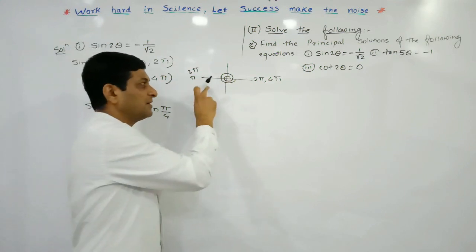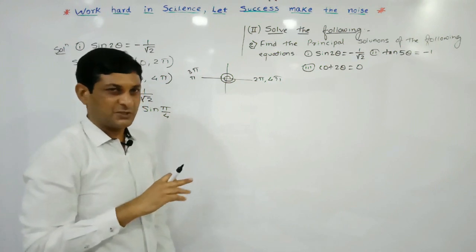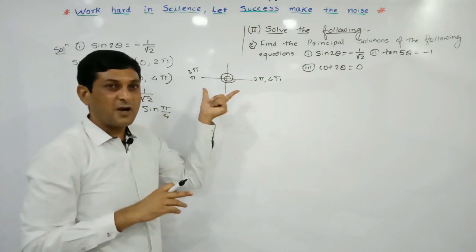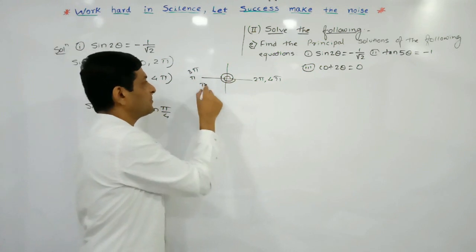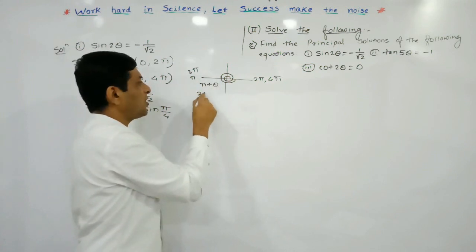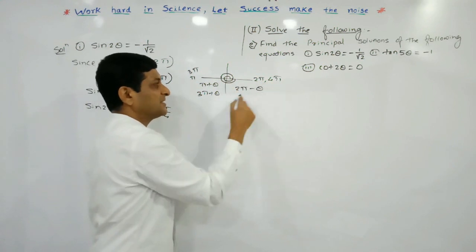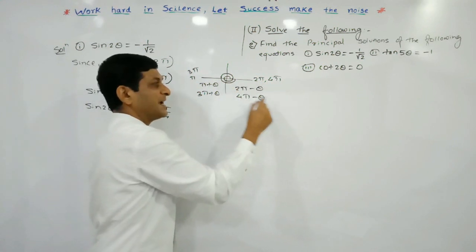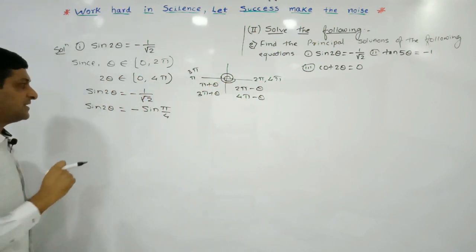Okay, so here the value of sine theta is negative, and since it is negative, it lies in the third and fourth quadrant, because in the first two quadrants the value of sine is positive. So our solution lies in which two quadrants? Third and fourth. Third quadrant means pi plus theta, and again 3 pi plus theta. Fourth quadrant means 2 pi minus theta, and again 4 pi minus theta. So we are getting 4 values here which satisfy this equation.